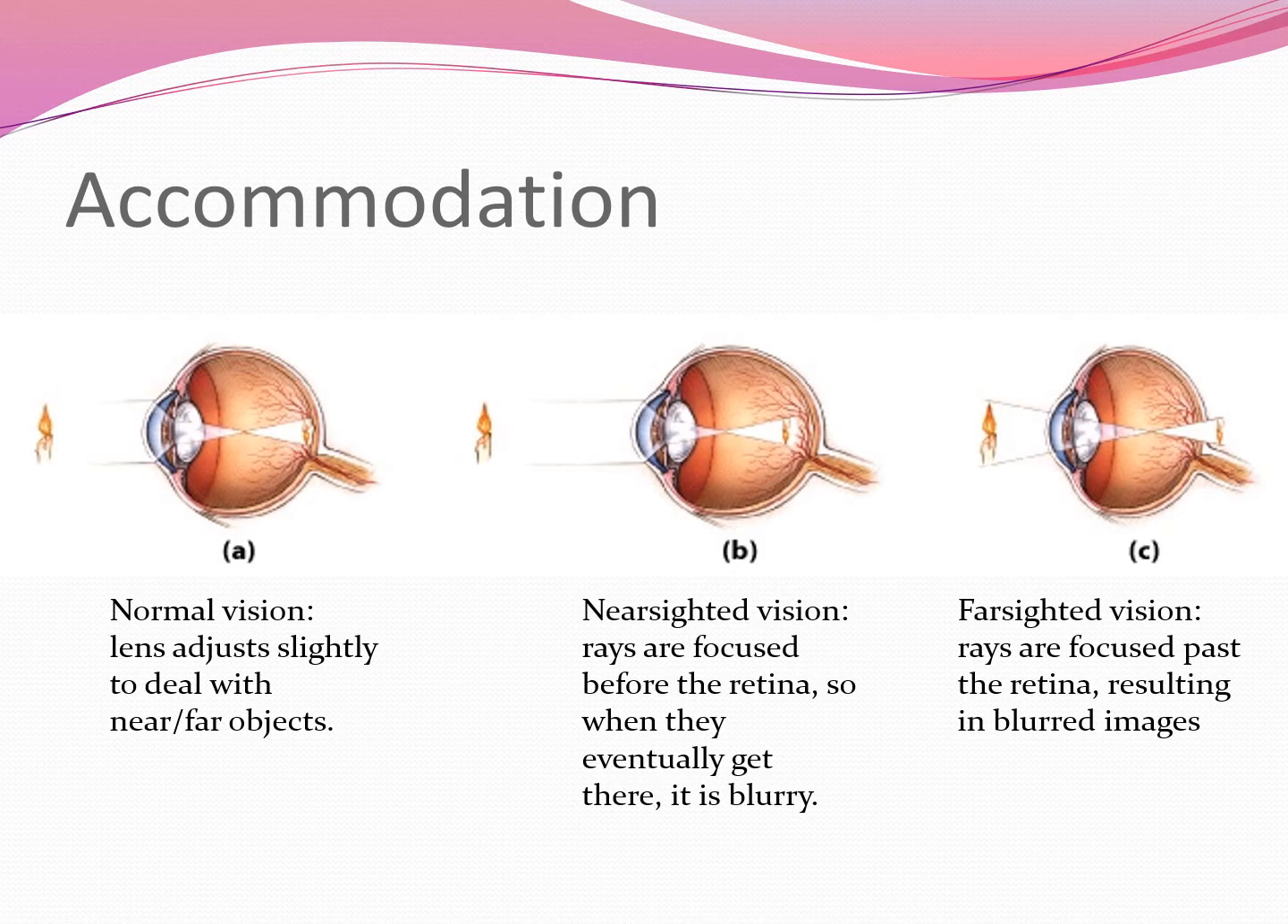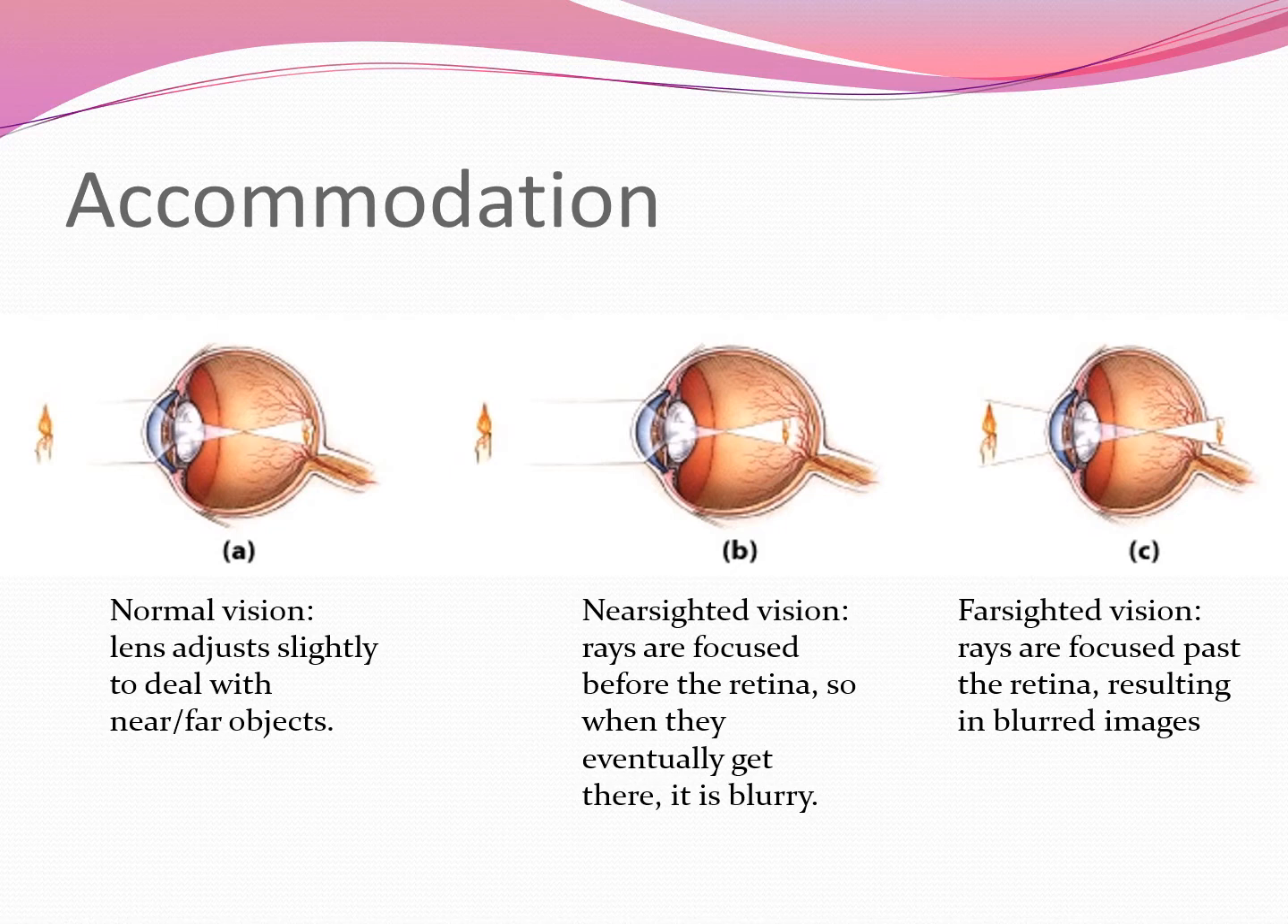Well, B, here we see nearsighted vision, right? So it's looking at the candle, but the rays are focused before the retina, right? So if you look at A, it focuses at the back of the retina, and on B, it focuses before the retina, so when the rays eventually get there, it's blurry, right? That's why people are nearsighted.